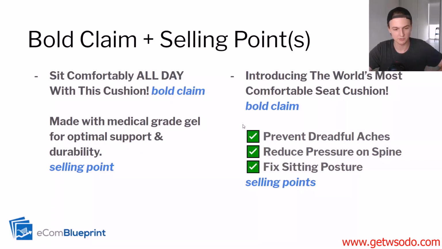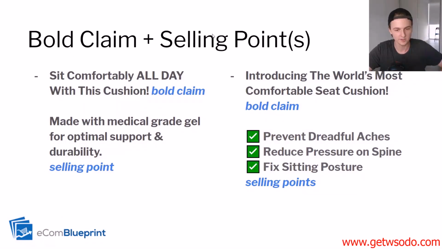Bold claim plus selling points. This is another ad formula that works really well. So this doesn't have a call to action in the ad. It's just a selling point instead. So sit comfortably all day with this cushion. That's a bold claim. And then the selling point, made with medical grade gel for optimal support and durability. So when you say this, people realize that you're selling something, right? And so they're going to want to click the shop now button to learn more. So this is another great ad formula.